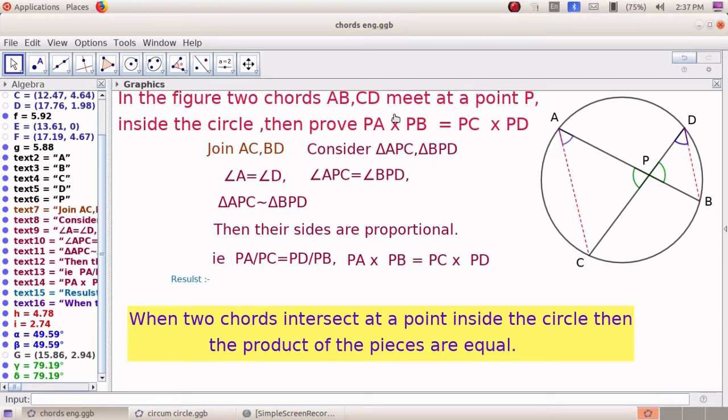You have to write this question, this figure, then these many steps to come to this result. At last this result should be put in a box.